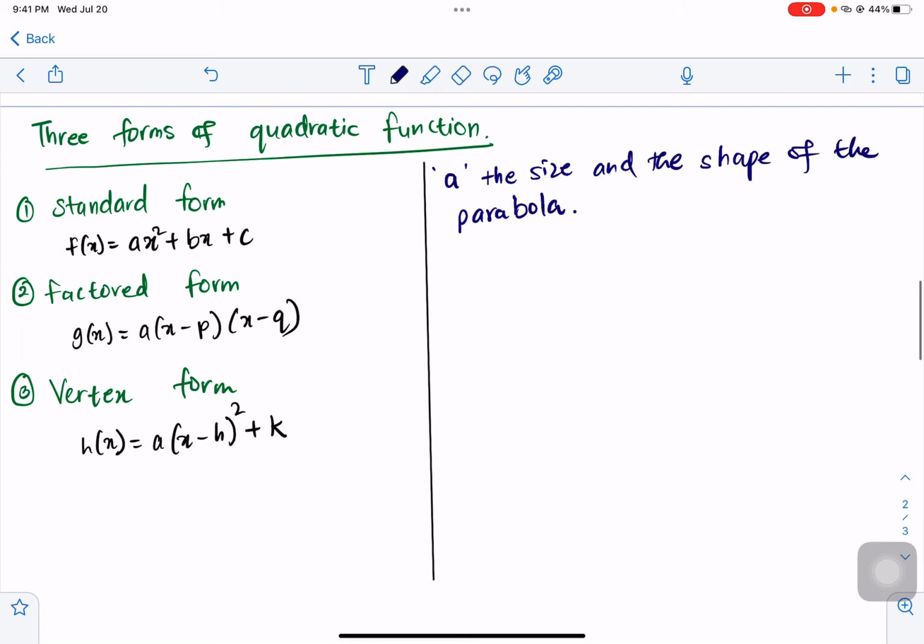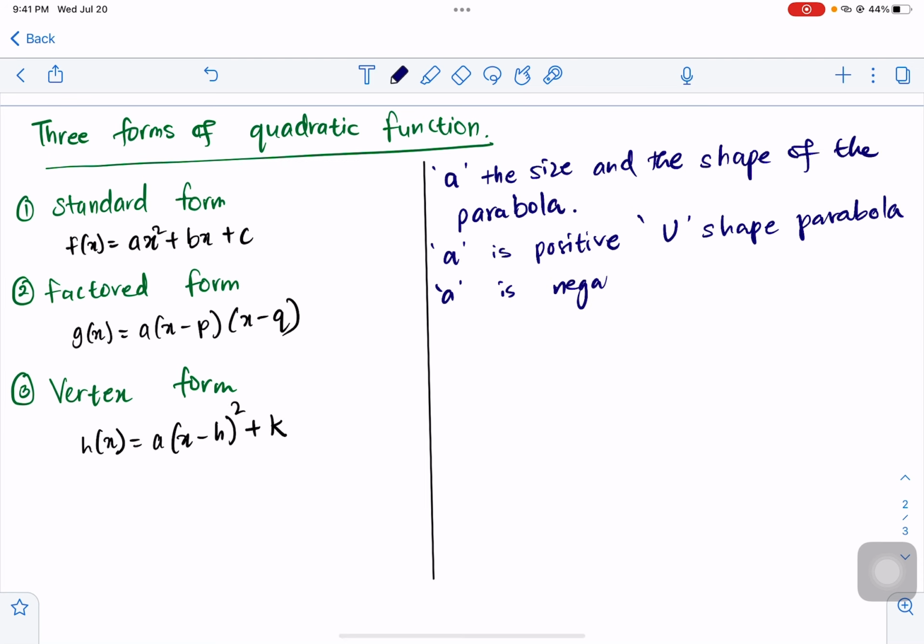So now if your a is positive, you will get a u-shaped parabola. If your a is negative, you will get a u-shaped down parabola, like an n shape.